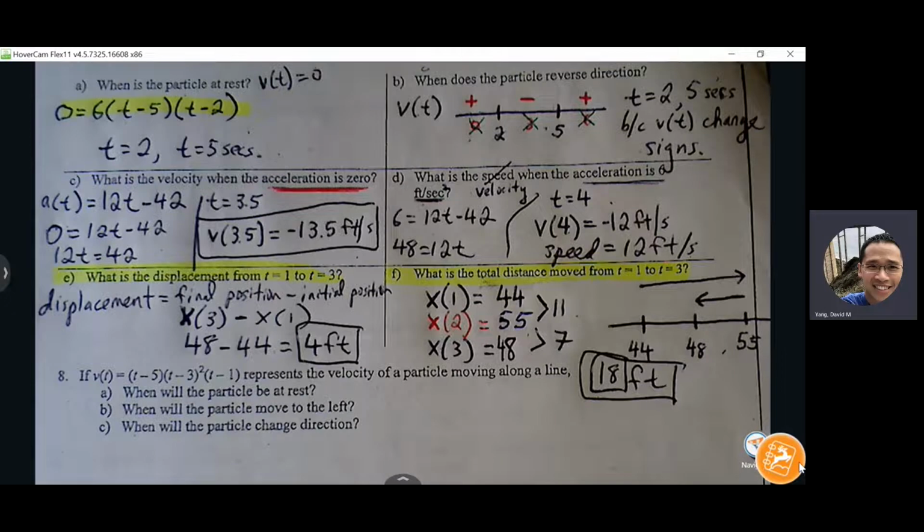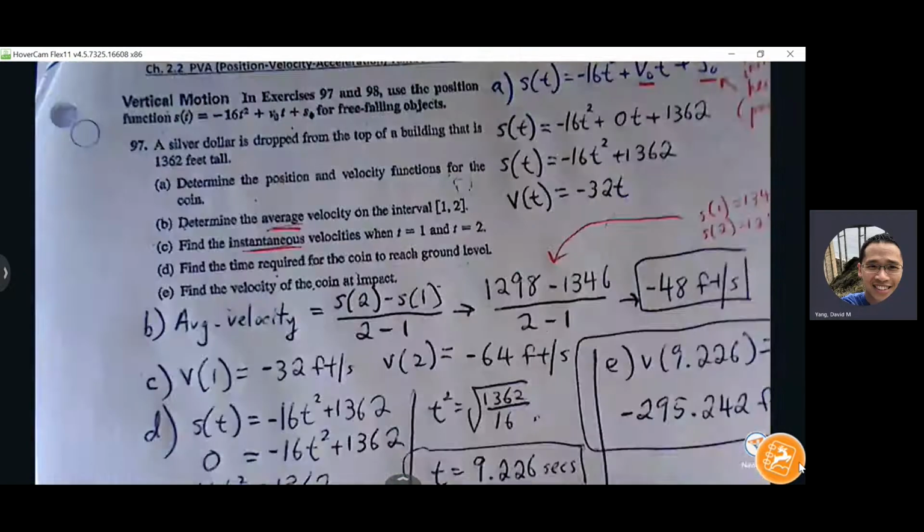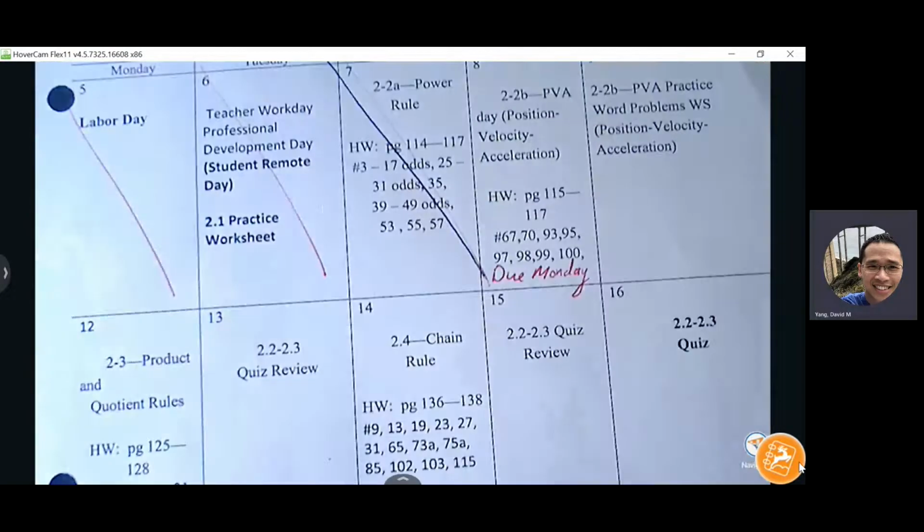Number 8 is also good, but I think I want to save that for when we review for our quiz. So I want to start on the next section of today's topic, which is product and quotient rule. So if you can turn to page 23.